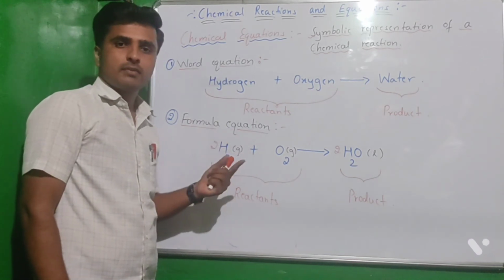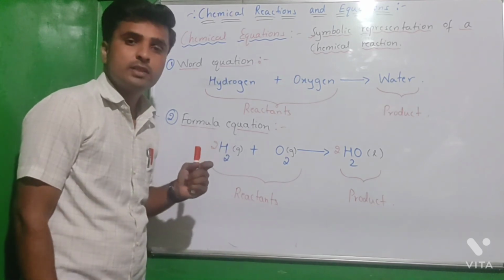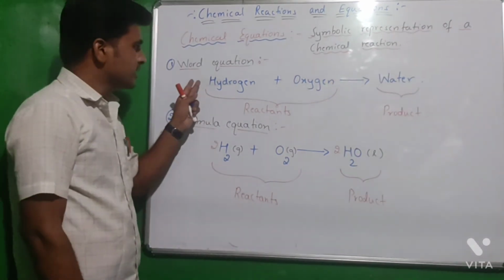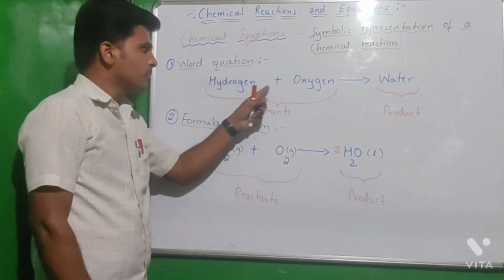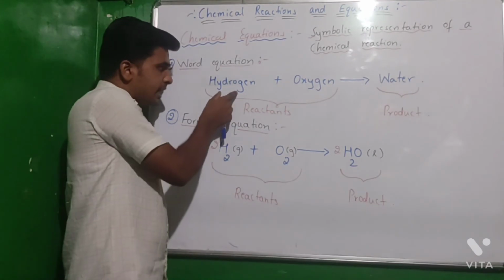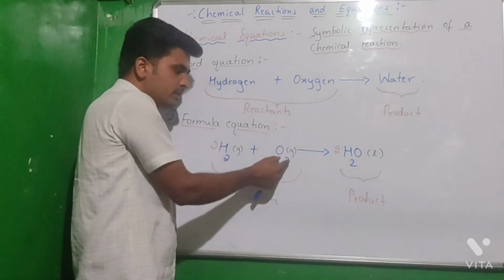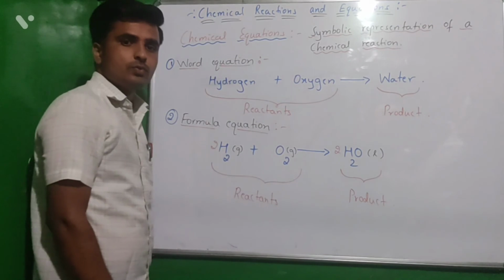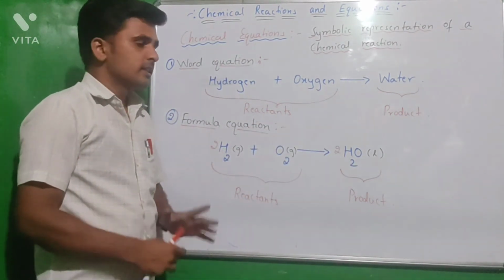And the second one is the formula equation. What is a formula equation? It is the representation of a chemical reaction by using the formulas of the substances. For example, again consider the formation of water. Water is formed by the combination of hydrogen and oxygen. Here the hydrogen formula is H2 and the oxygen formula is O2, which give rise to water. The water formula is H2O. This is the formula equation. Clear?